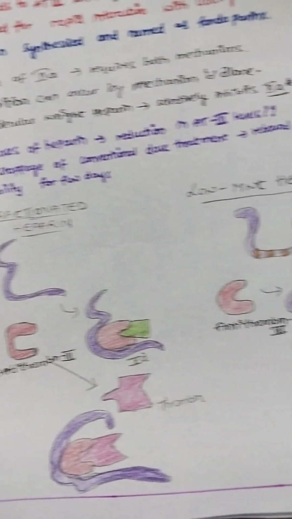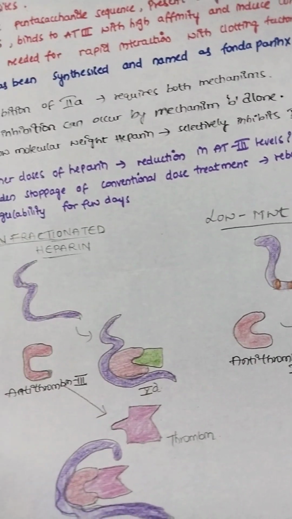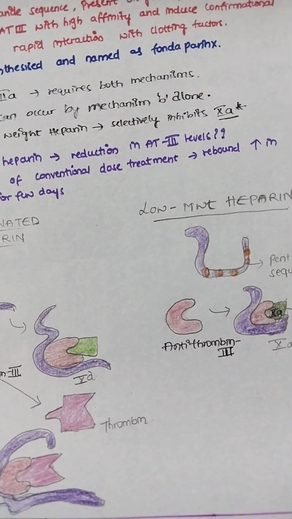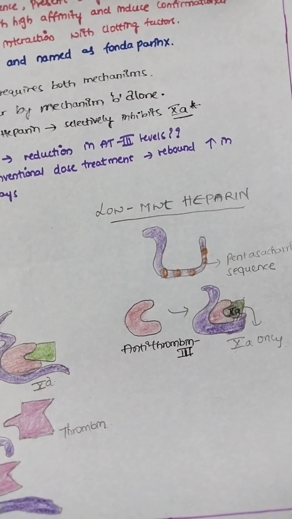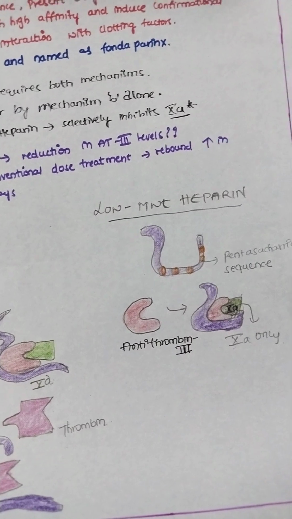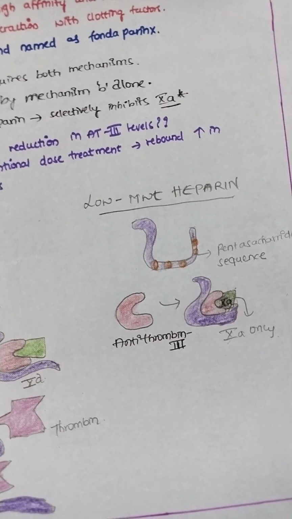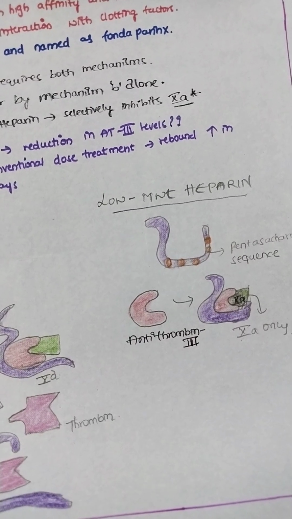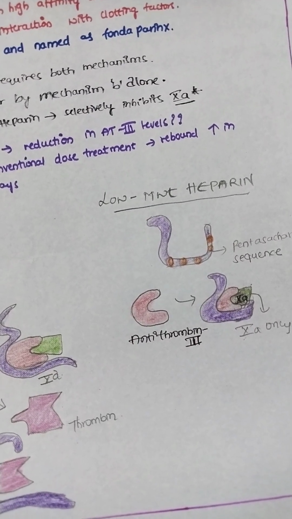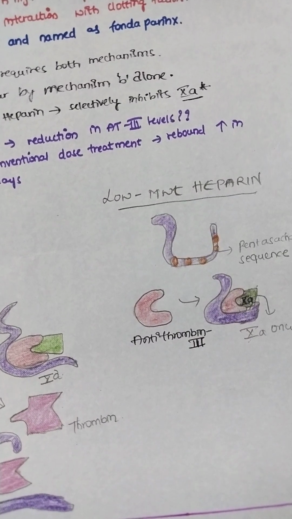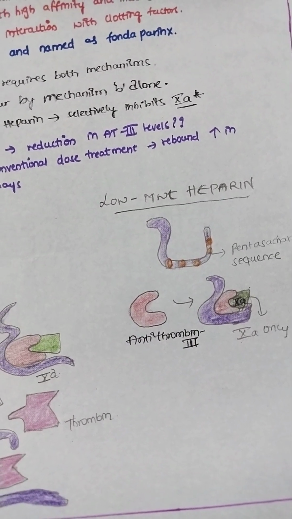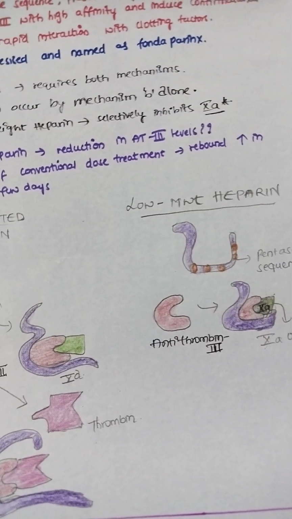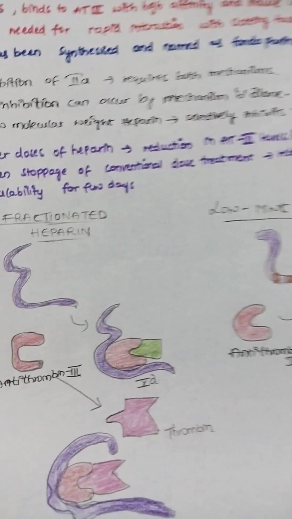Now coming to low molecular weight heparin, it has the pentasaccharide sequence, and it is low molecular weight and short. It provides low scaffolding. Then antithrombin 3 can only bind with 10A by exposing its interactive site. It won't inhibit thrombin in low molecular weight heparin.